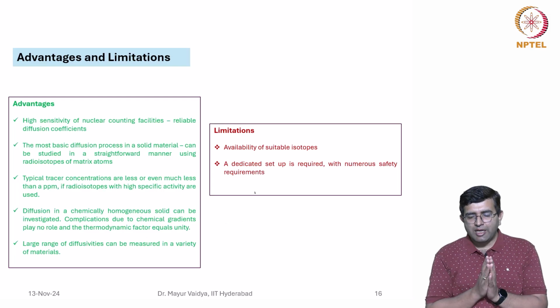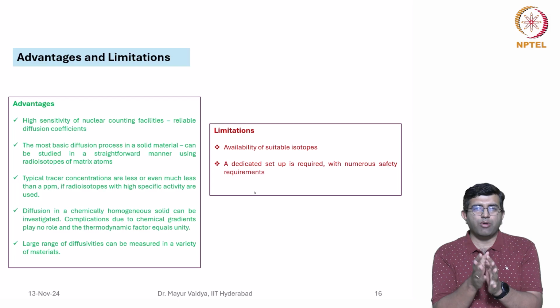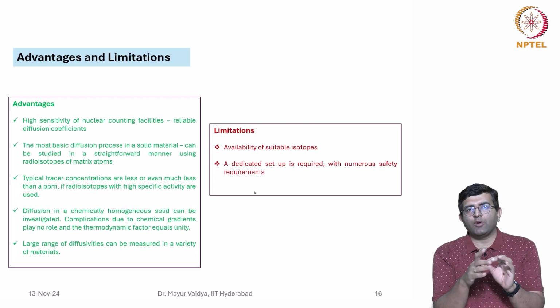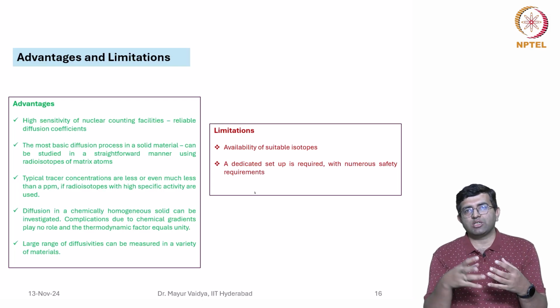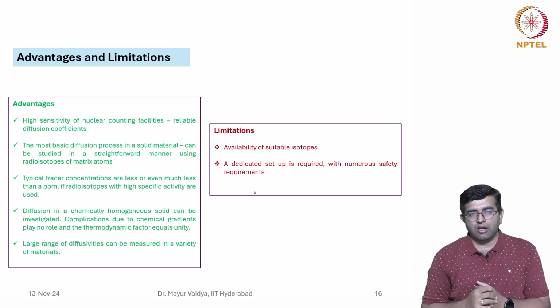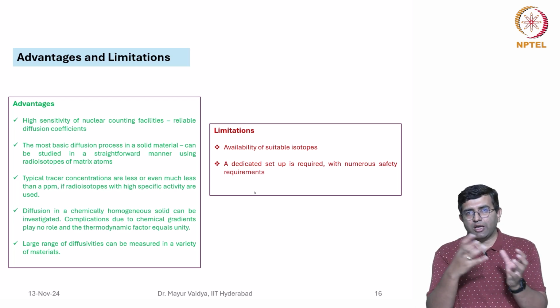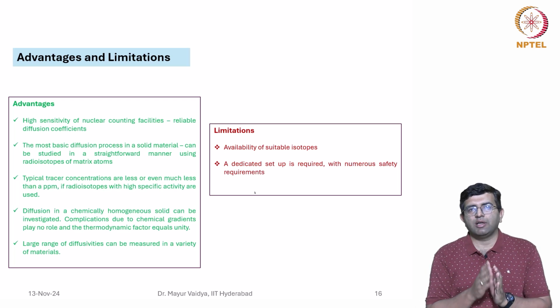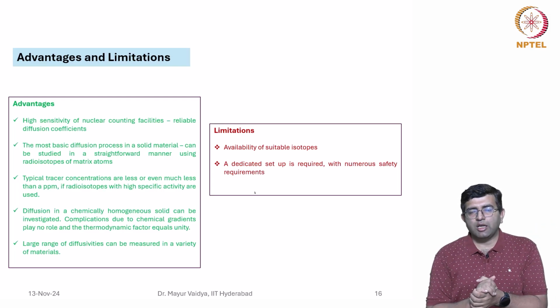The setup that is required has a lot of safety requirements. This is the most important limitation. That's why, in fact, you have only very few places, one dedicated lab. The only place is the University of Münster, from where I showed you some figures, where such diffusion measurements are done at a larger scale. There are a few atomic research centers where radioactive isotopes may be handled, but dedicated diffusion measurements are done currently at only one place.